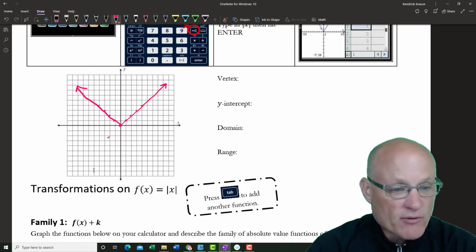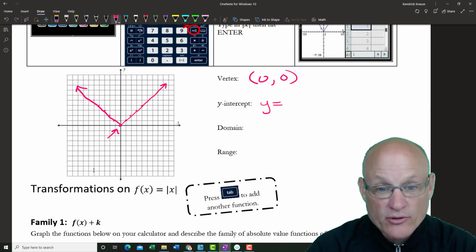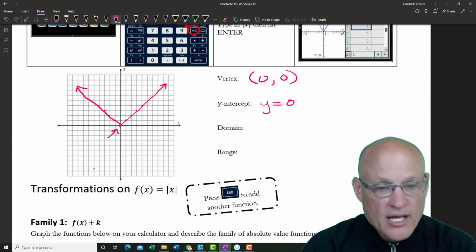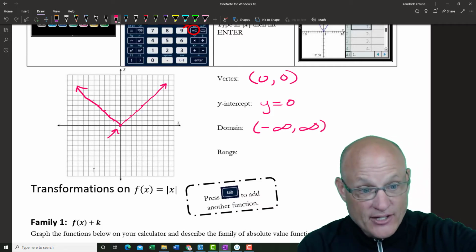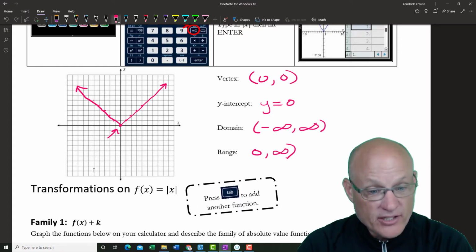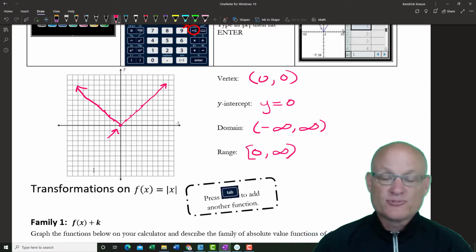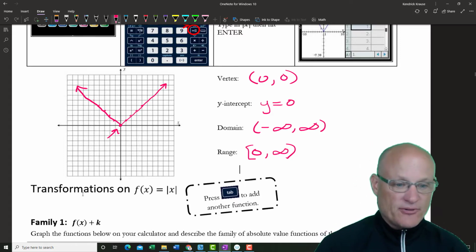Okay. This point right here is called the vertex. That's at the origin, 0, 0. The y-intercept is y equals 0 because it hits the y-axis right there at the origin. The domain, you'll notice that this goes forever and ever to the left and forever and ever to the right. Now the range is different, right? The lowest value is down here at 0, and the highest value is positive infinity. And because it equals 0, we'll put a bracket. Okay, so that's the absolute value function. This is the parent function for an absolute value function.